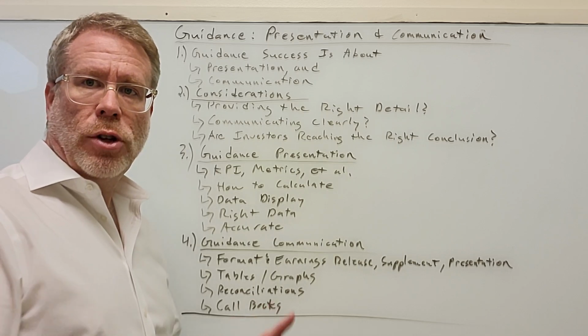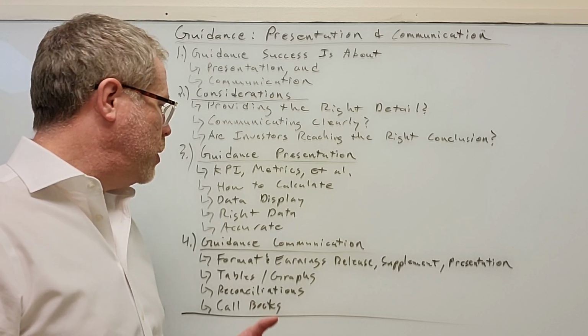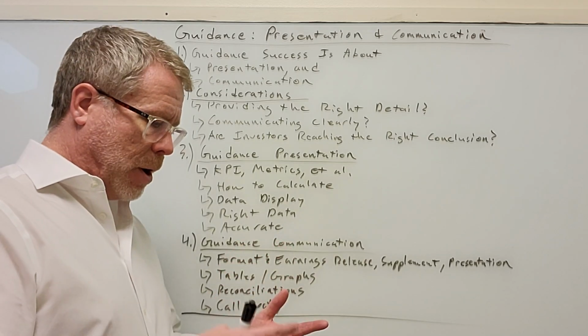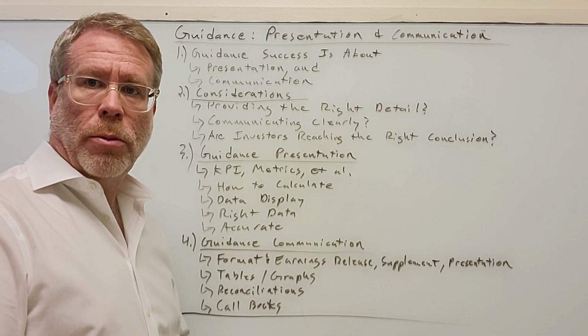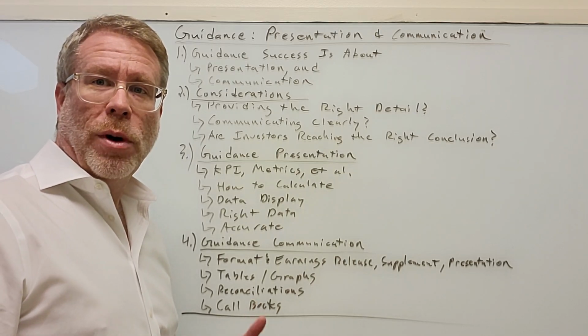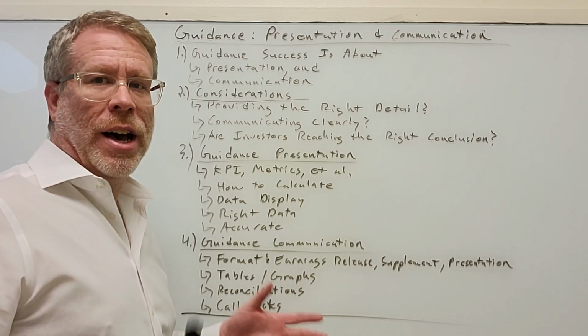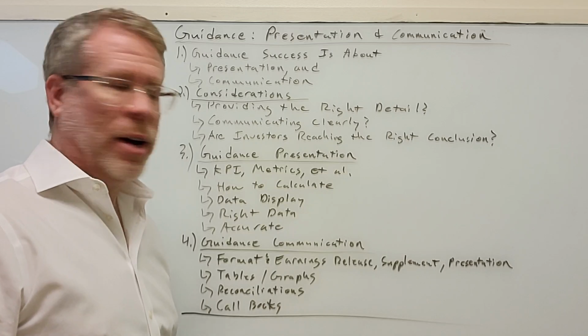Sometimes you can't give them the answer, but you have to put the components in a way that illustrates how to create the equation. Third and fourth is, are you displaying the data in a credible way, in an understandable way? And do you have the right data? And most importantly, is the data you're providing investors accurate? And that's a question you constantly have to be asking yourself throughout the guidance process.